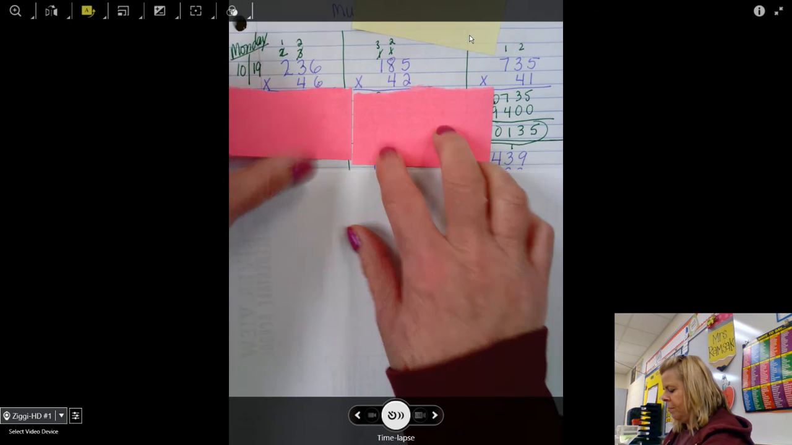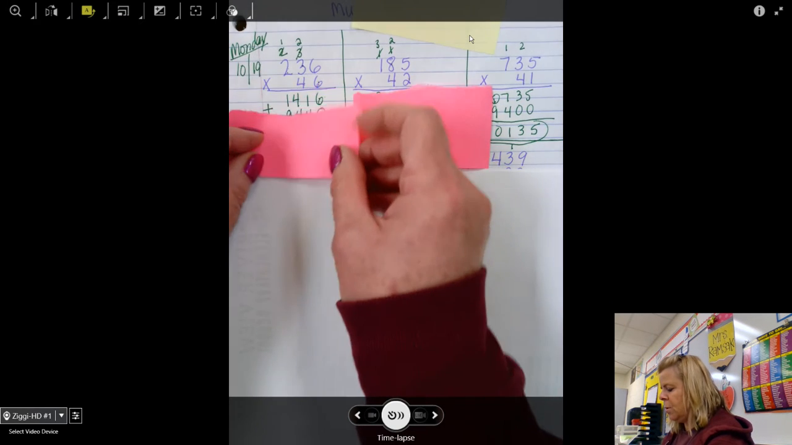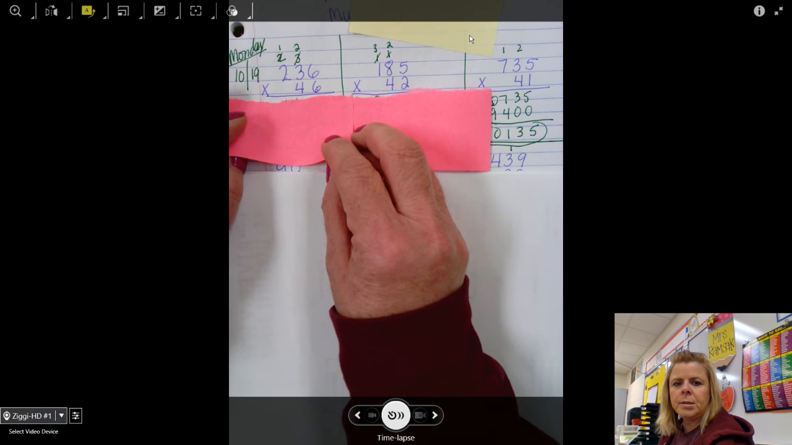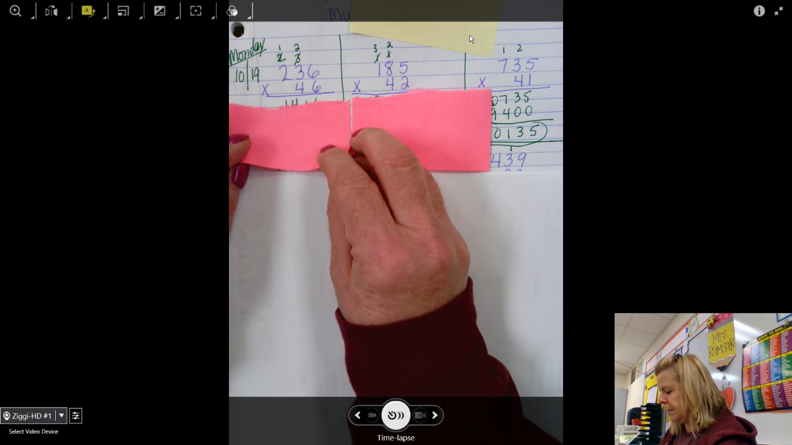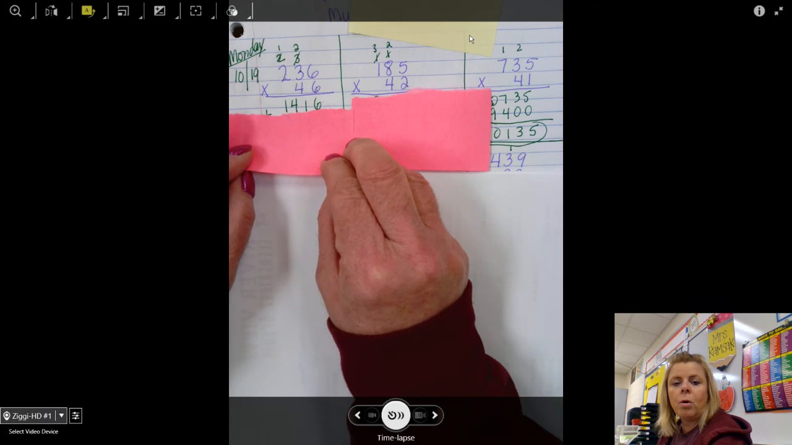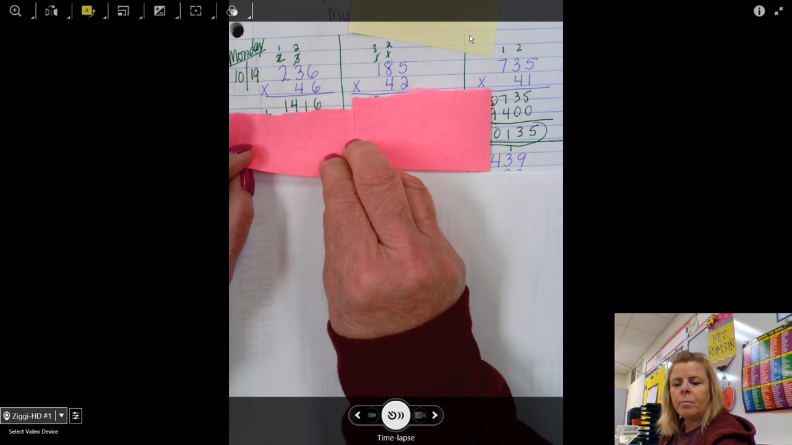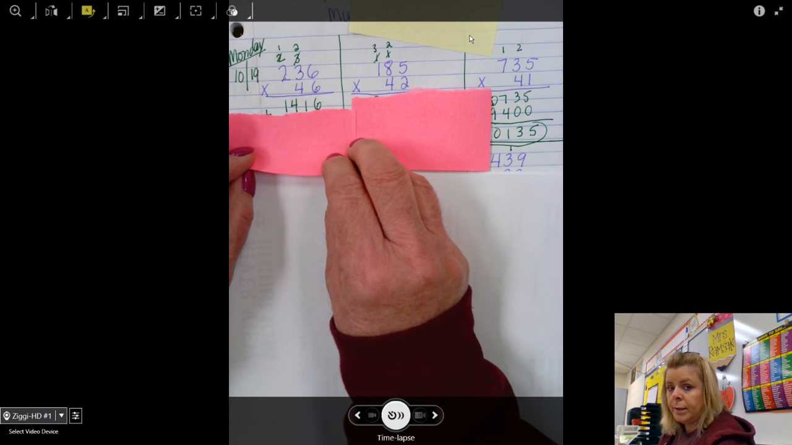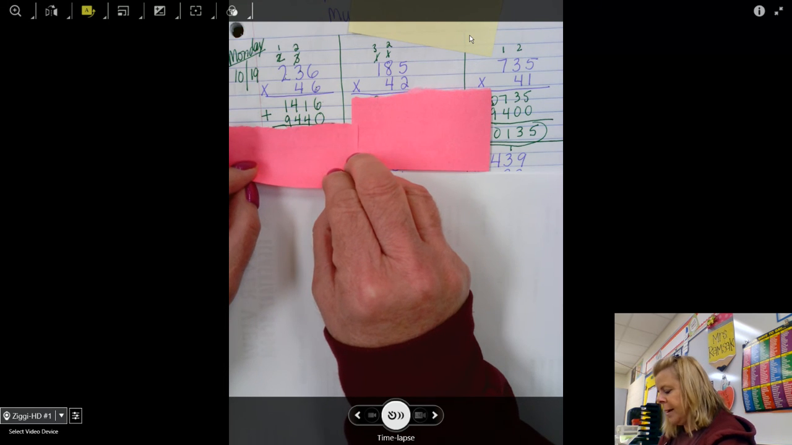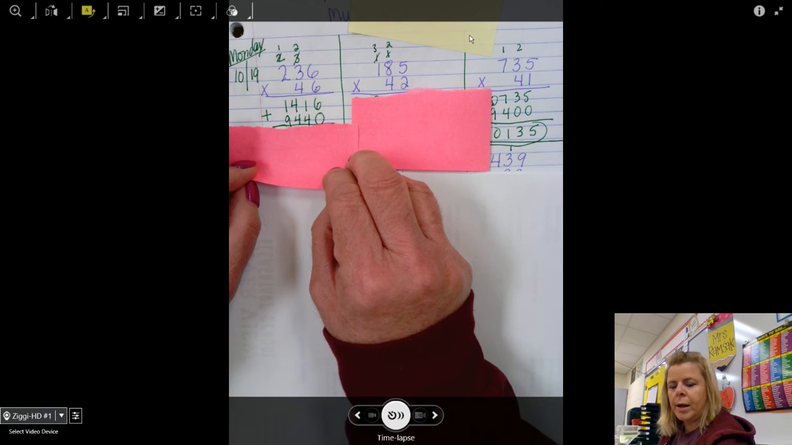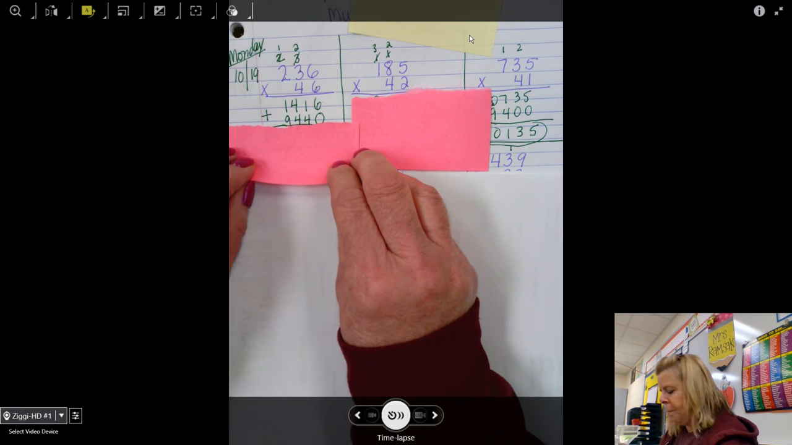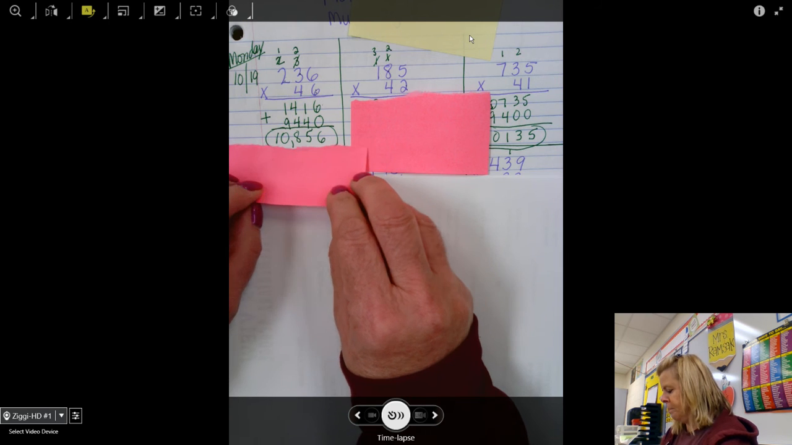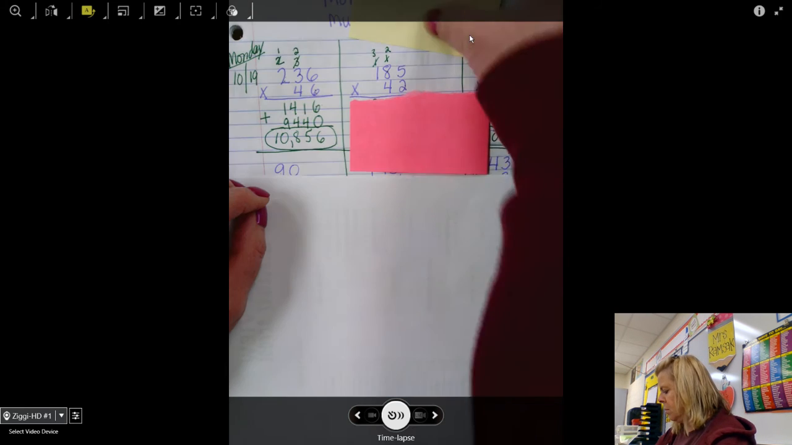Okay, so I'm going to have you take a look at the first one here. 236 times 46. So the first partial product is the 236 times 6, and that was 1,416. And then 236 times 40, because that 4 really is a 40, is 9,440. The final answer, when you add them up, is 10,856. I'm going to take away that sticky note.